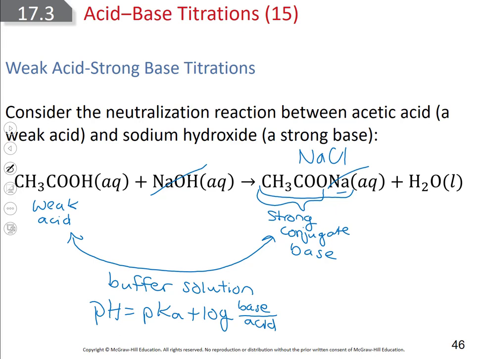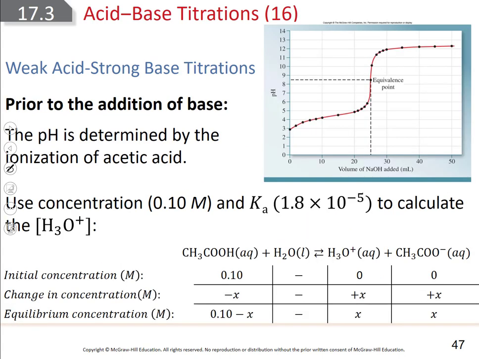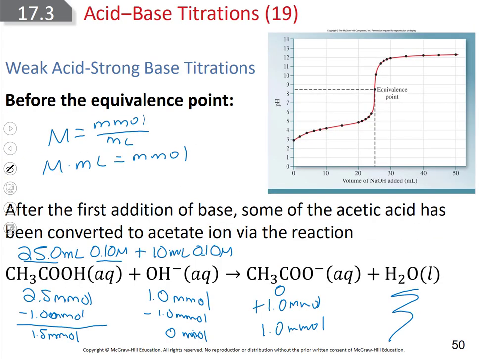So for acetic acid, last time the Ka of acetic acid was 1.8 times 10 to the negative fifth. So the pKa, the negative log of that, we found to be 4.74 for acetic acid. Plus the log of the base over the acid. So my conjugate base is the acetate, so that's 1 millimole, and my weak acid is 1.5 millimoles. Now, in the Henderson-Hasselbalch equation, what goes inside that log, that ratio, can be a molarity, or it can be in millimoles.